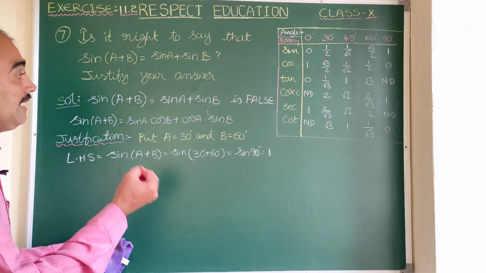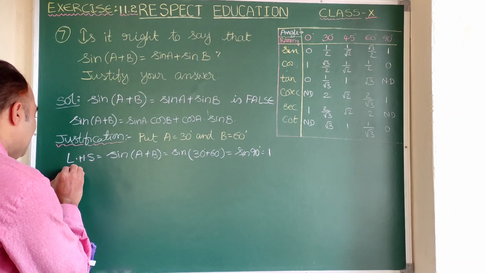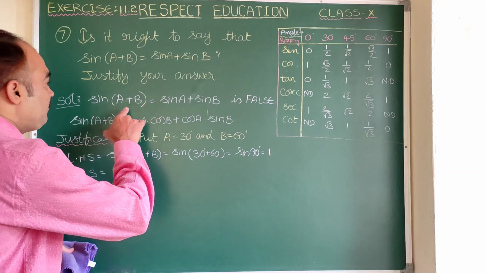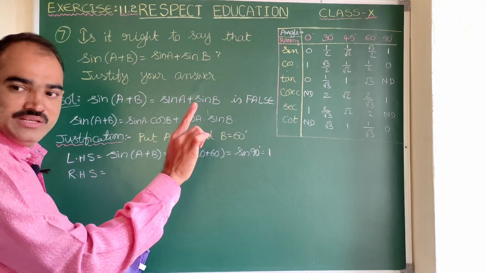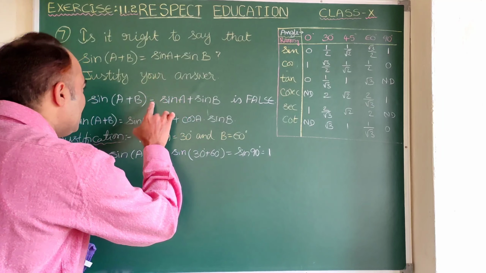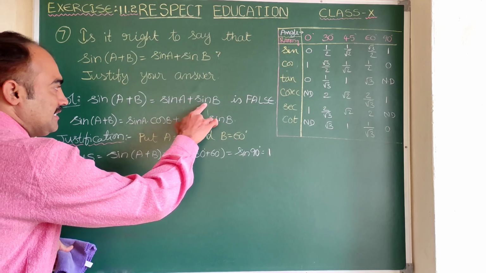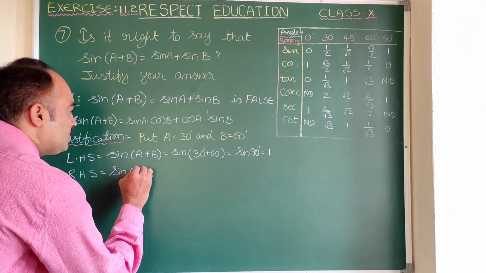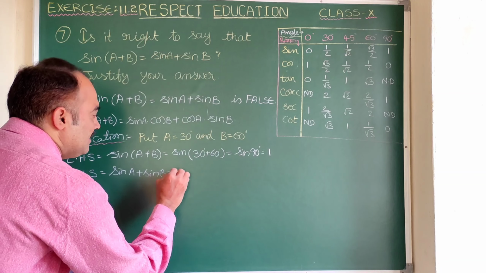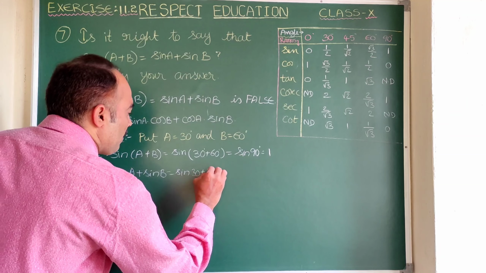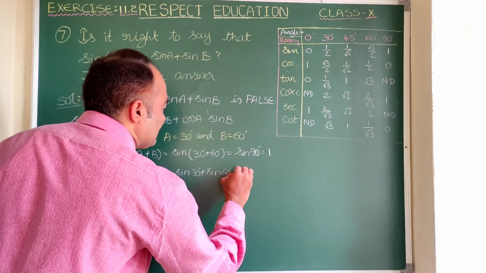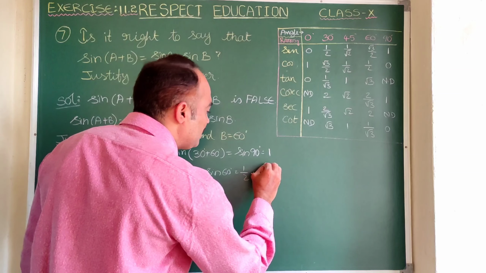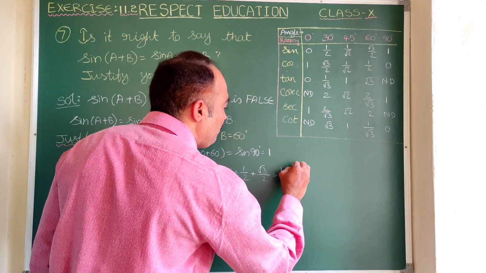Now let us check the right hand side also. Here, RHS. Let us substitute in the given question to check whether it is true or false. So here you can write sine 30 and sine 60. RHS is sine A plus sine B, that is sine 30 plus sine 60 degrees. Sine 30 degrees is 1 by 2 plus sine 60 degrees is root 3 by 2. When you take 2 as LCM, it is 1 plus root 3 by 2.